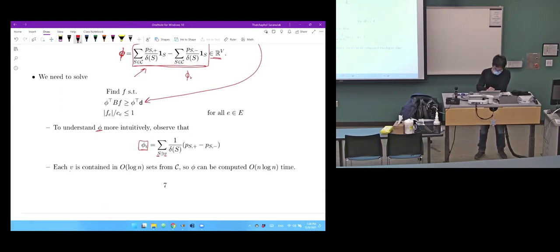By the way, you know that V is contained in not too many sets, because the family of the congestion approximator is defined from the tree with log n depth, right? So each node is contained in just log n many sets. Because of that, you can compute the whole vector in n log n time. So it's fast to compute this phi. Make sense?